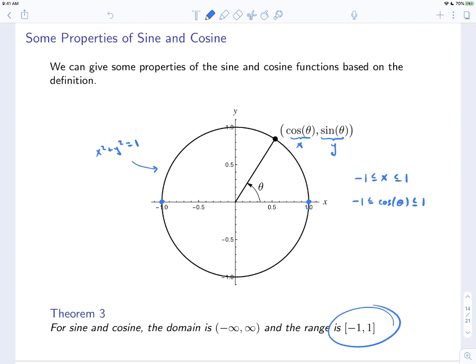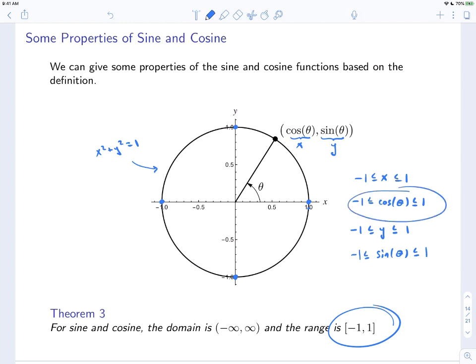The largest that y can be is right here. Y can be 1. And the smallest is right here, where y is -1. So -1 is less than or equal to y is less than or equal to 1. So sine of theta is between -1 and +1.